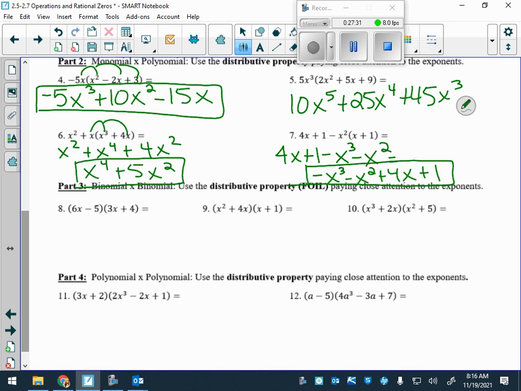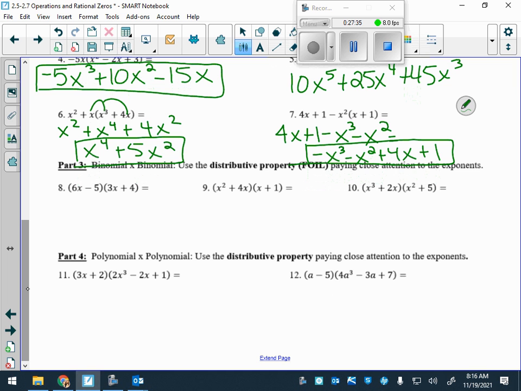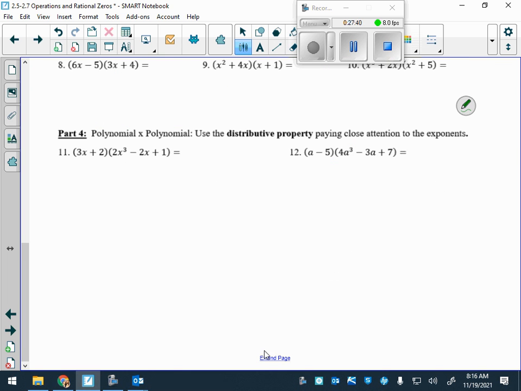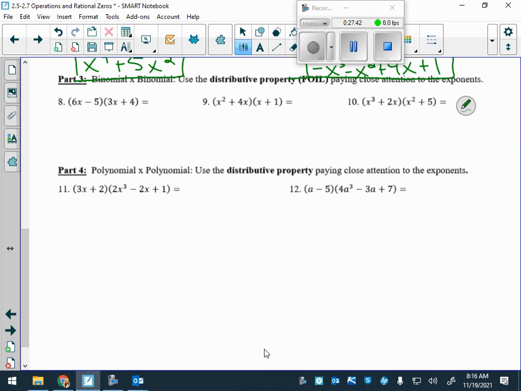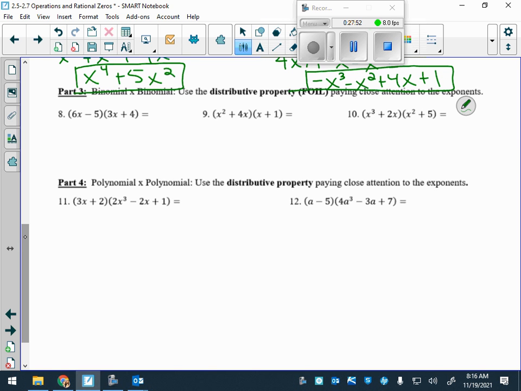Okay, questions? The next part is foiling, using the distributive property. First, outer, inner, last. So it's your first terms. So 6x times 3x is 18x squared.